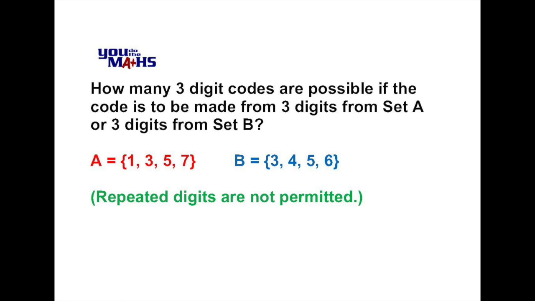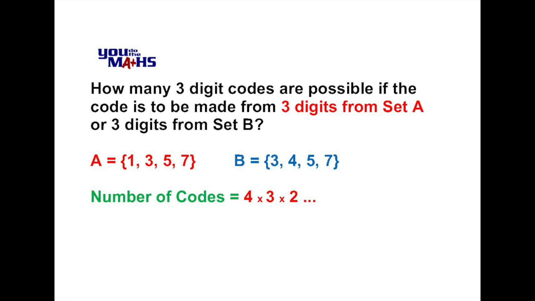Let's have a look at another example where we've got two sets of numbers, set A and set B. And we're looking at forming 3-digit codes that could be made from set A or set B. So the trigger for the OR indicates that we need to do some addition. So let's have a look first of all at set A. Now in set A there are 4 digits. There's no restriction other than the fact that they must be a 3-digit code and repeats are not allowed.